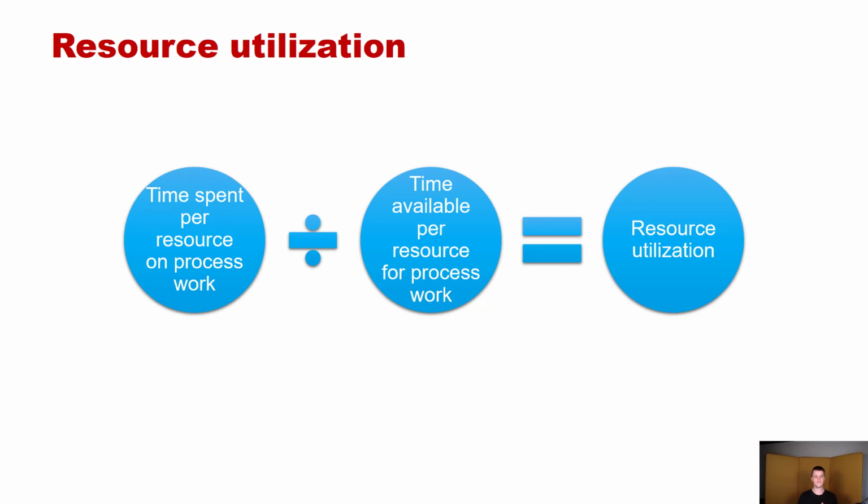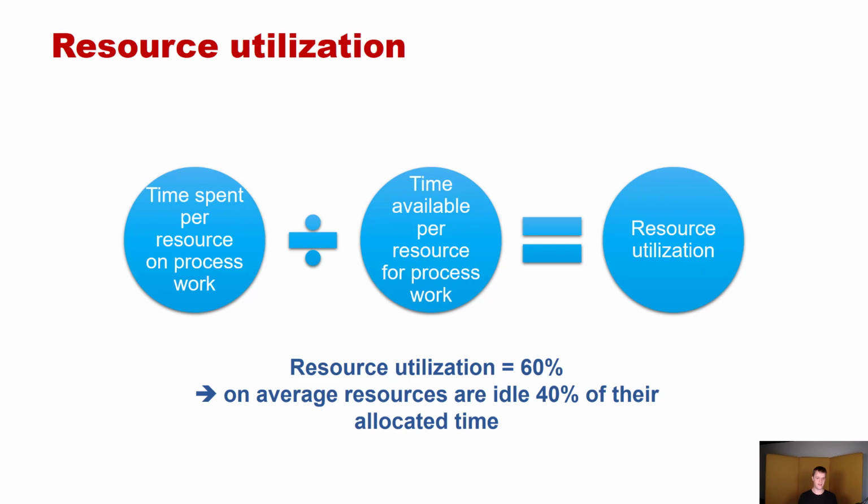So if we take the time spent per resource on process work, and we divide it by time available per resource for process work, then we get a measure of resource utilization. This is a measure that we want to keep as high as possible. However, to understand what it means, let's look at a value. So if we have resource utilization of 60%, then this means that on average, resources are idle 40% of their allocated time. Now, as I said, we want to keep it as high as possible.